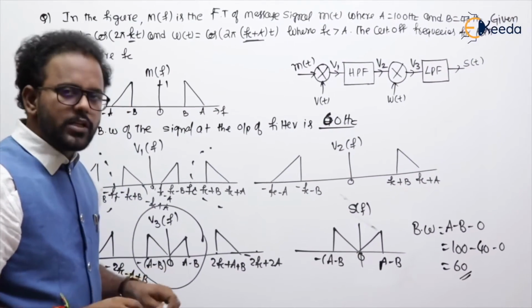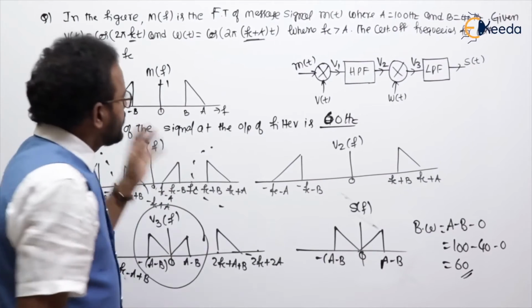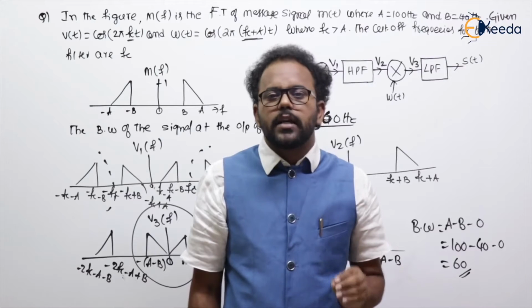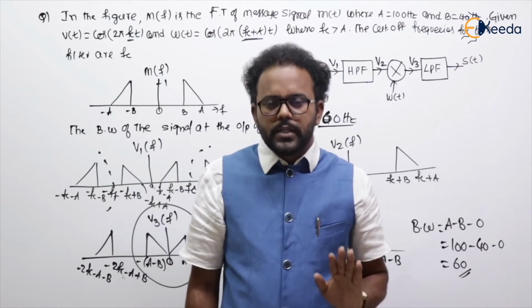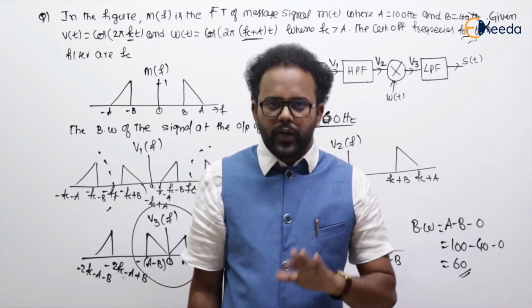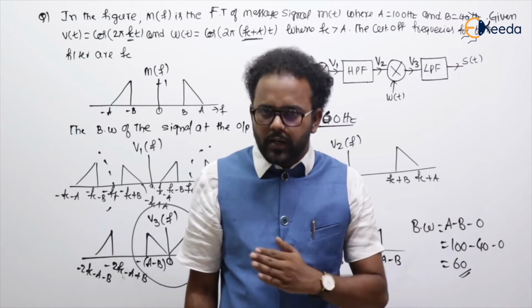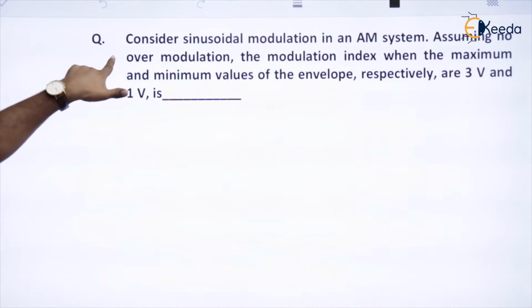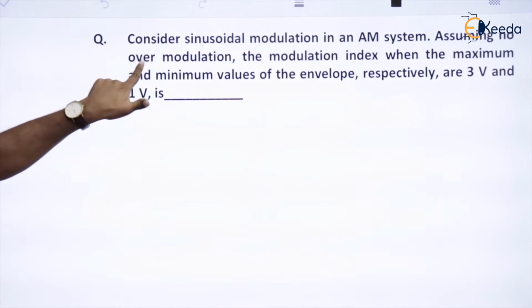Simple question. Number of times these models are asked in GATE. They will give you some filters, some multipliers, asking about the output. Simple: any signal multiplied with a cos function is shifted in its frequency. Shifted means add one time, subtract another time. Clear?